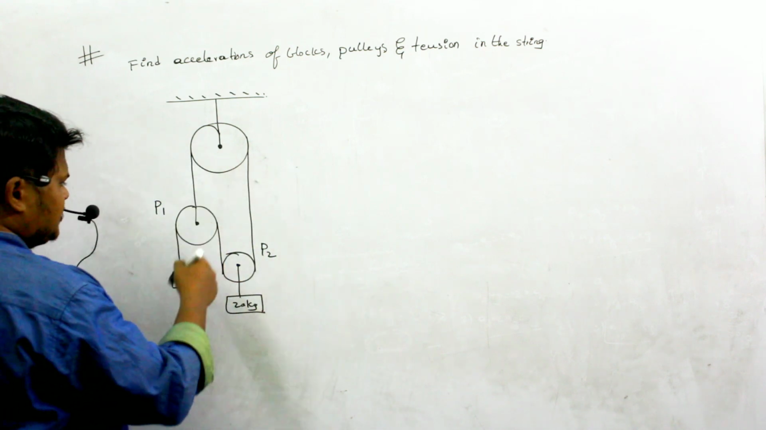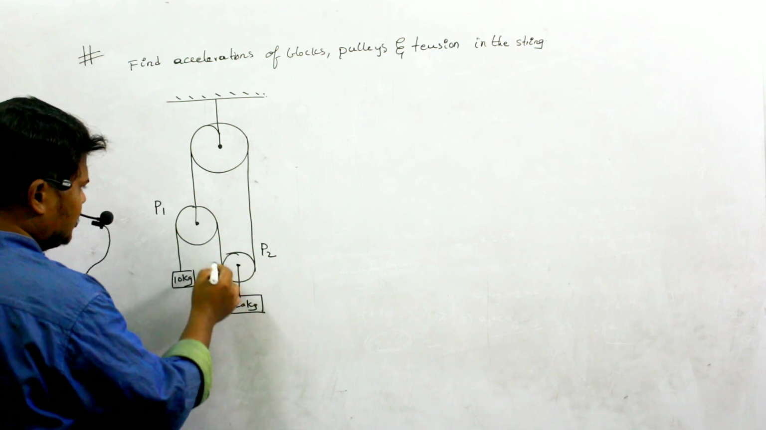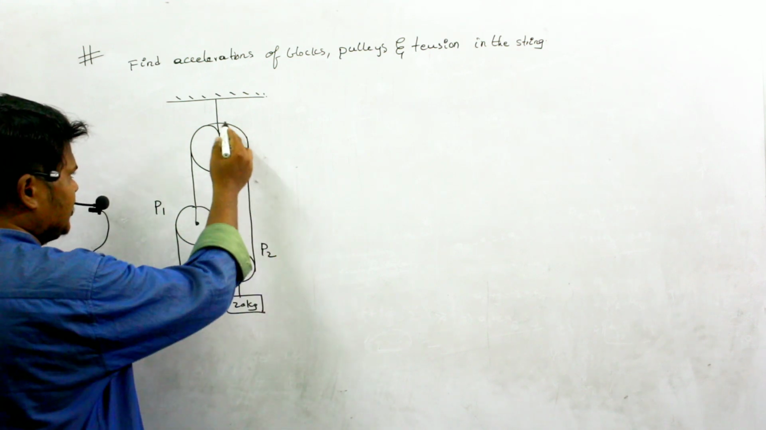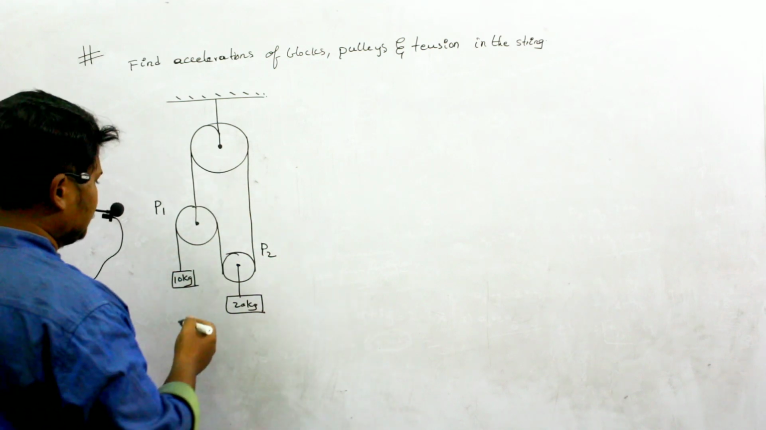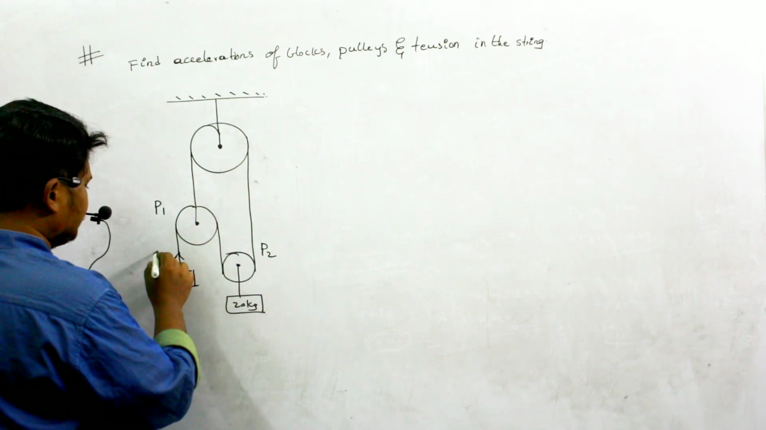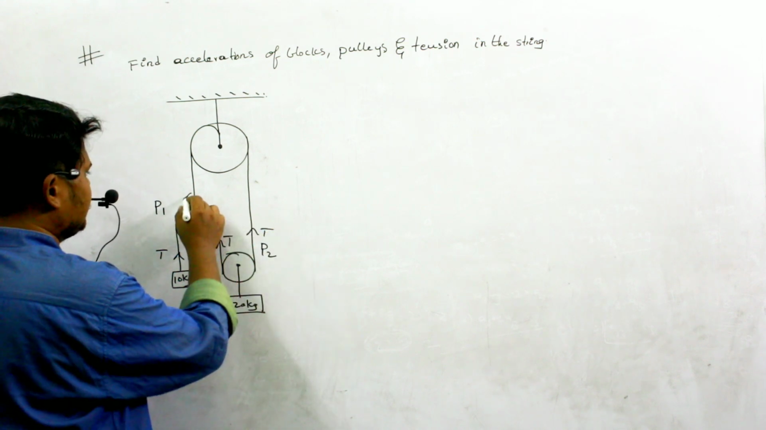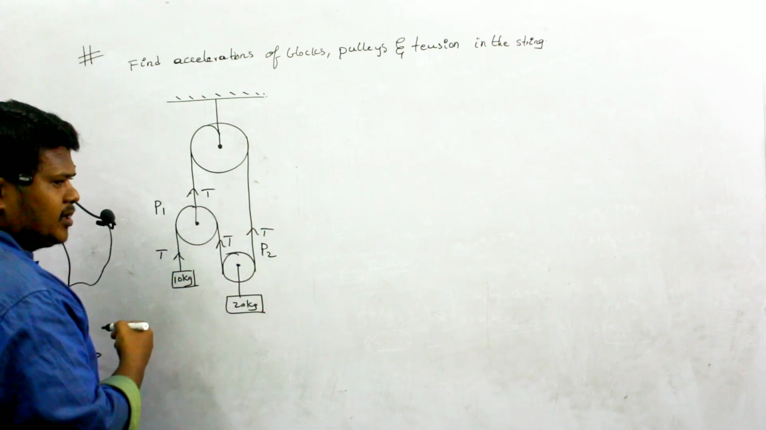So if we observe this diagram, this total is a single string only. So therefore definitely tension everywhere in this string should be equal. So if I take tension here to be T, here also tension is T, here also tension is T, and here also tension should be T only.